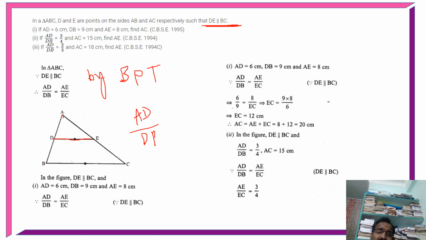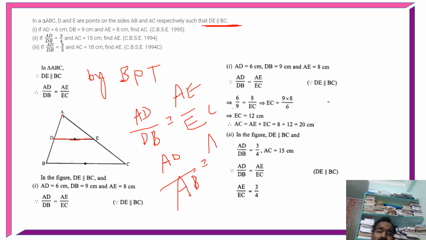This is Thales theorem. Actually, by using this result, we can prove two more results. Why get confused by the word corollary? Two more results we have overall. Sometimes they may give the AB value and the AC value in the problem, so depending on the situation, we can use AD by AB equals AE by AC. One more result we also have. Any one of these three we will use, depending on the situation.